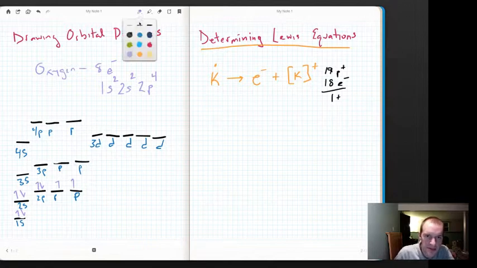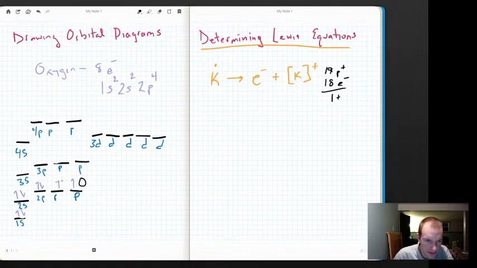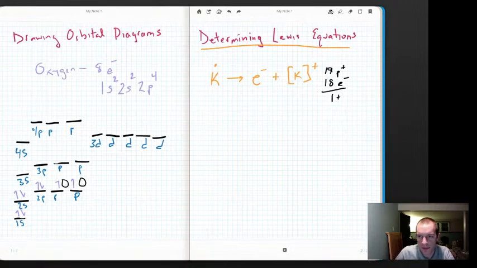What we can see is going on is that we've got empty spaces here where we could place electrons if we wanted to. There's a spot there and there's a spot there. Now, if we remember correctly from our potassium example, potassium was willing to give up 1 electron. Oxygen is willing to take 2 electrons. So I guess the question would be, what does the Lewis equation for oxygen look like?